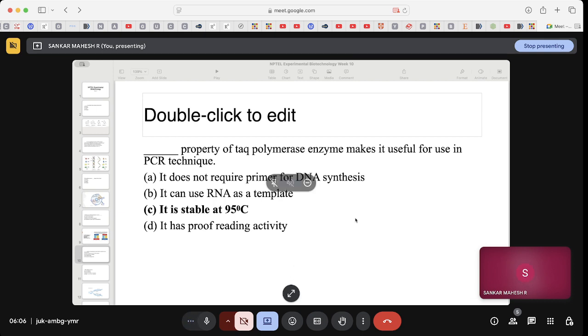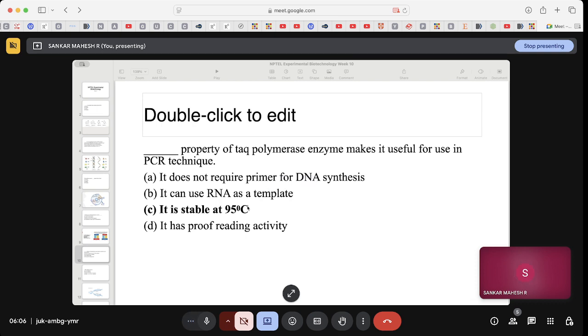And yes, like you mentioned, because of its stability at 95 degrees Celsius, we do use this as an enzyme in our PCR reactions. And yes, it cannot. Although this is stable, it still does require primer. So option A is wrong, and it cannot use an RNA as a template.